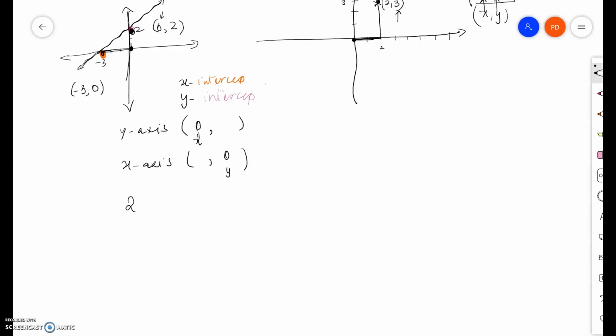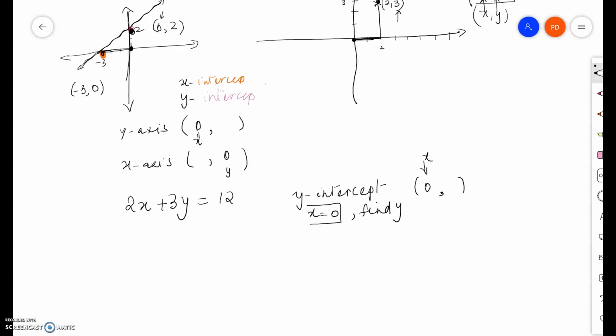So suppose I have the line 2x + 3y = 12. Now, if we want to find the y-intercept, that is where the graph crosses the y-axis. The y-intercept sits on the y-axis, which means its x coordinate is 0. So we plug in x = 0 and we find y. That's how we find the y-intercept. So plug in x = 0 and solve for y.